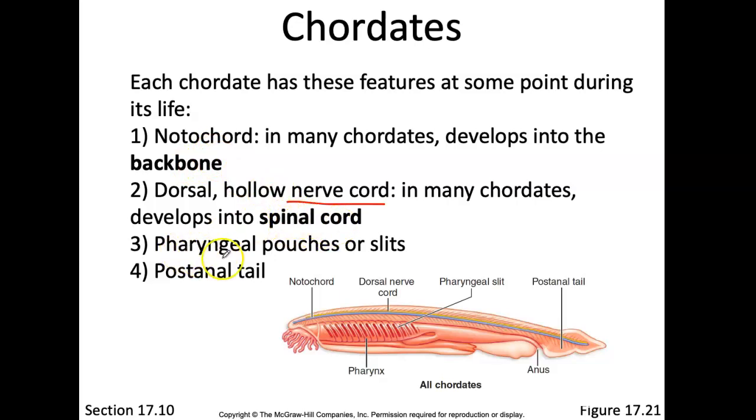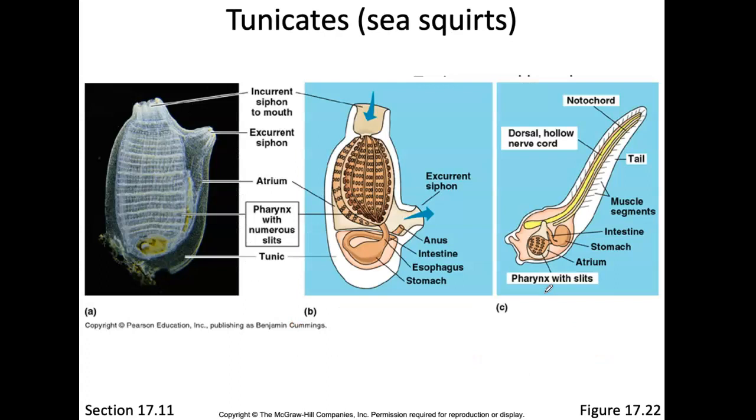Then we have some sort of pharynx, which is close to where we swallow, is your pharynx. These organisms have these little slits close to the mouth or throat. Really, it's throat. And then the postanal tail. So those are the 4 characteristics that will make up a chordate. You need to know those, so be sure you know those.